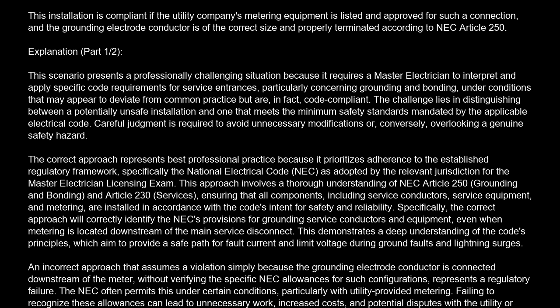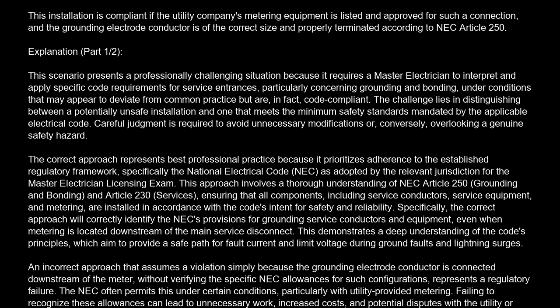Explanation: this scenario presents a professionally challenging situation because it requires a master electrician to interpret and apply specific code requirements for service entrances, particularly concerning grounding and bonding, under conditions that may appear to deviate from common practice, but are, in fact, code compliant.